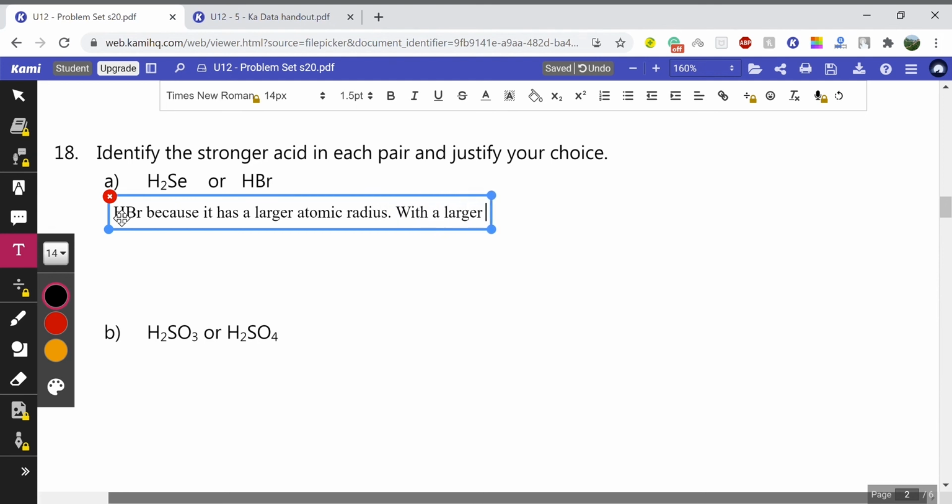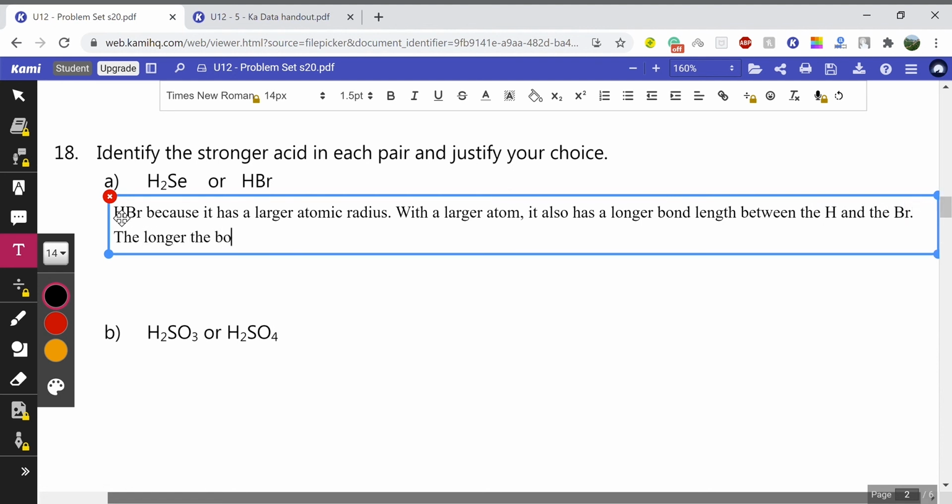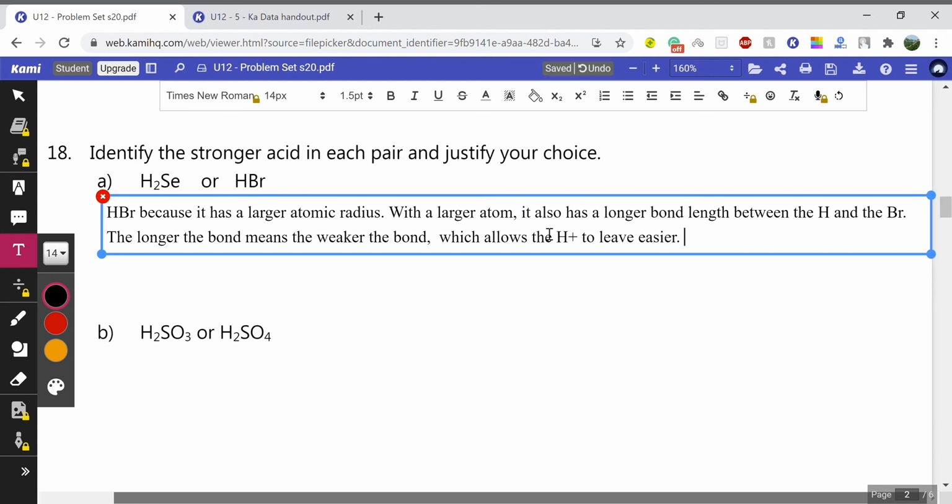With a larger atom, it also has a longer bond length between the H and the Br. The longer bond means the weaker bond, which allows the H plus to leave easier, to dissociate in water faster, and this means a stronger acid.